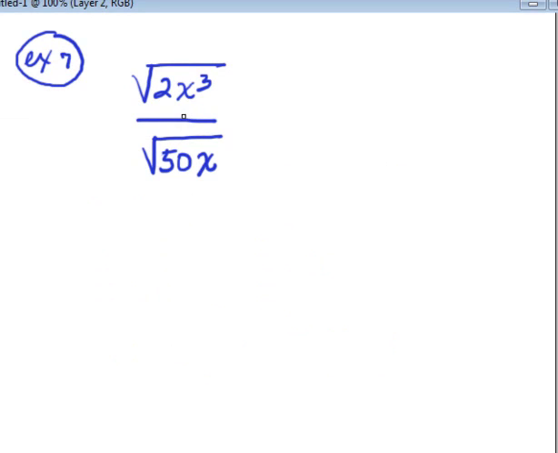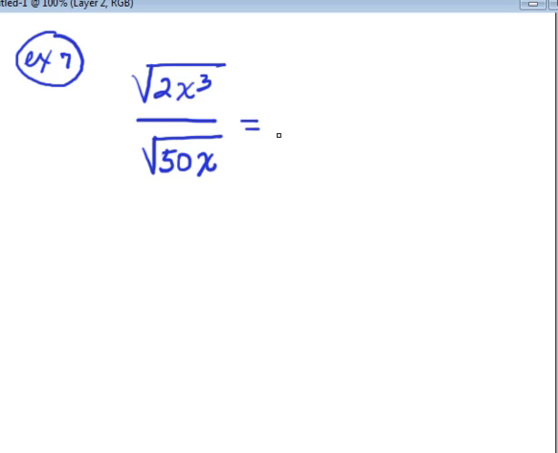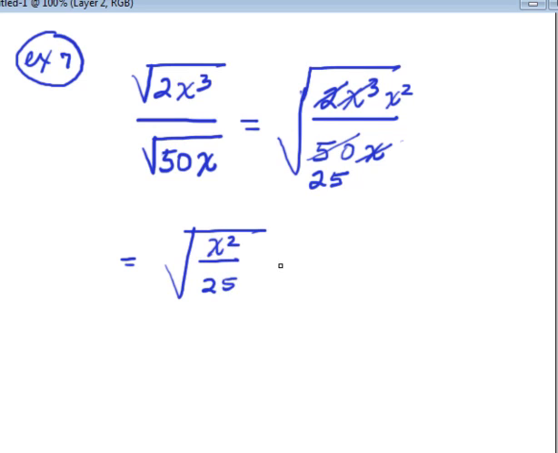Alright, let's look at example 7. We're dividing two radicals, and we're going to just divide underneath the radical symbol. So let's do that. So here we have 2x cubed divided by 50x. And let's do some reducing here. 2 into 50, that's 25. And x cubed in x, we get x squared in the numerator. Okay, so we have the square root of x squared in the numerator and 25 in the denominator, so that's x divided by 5.